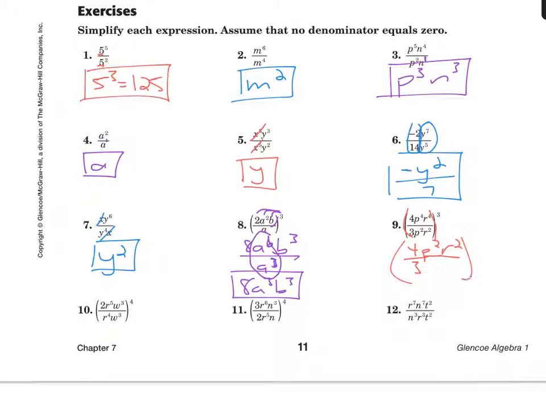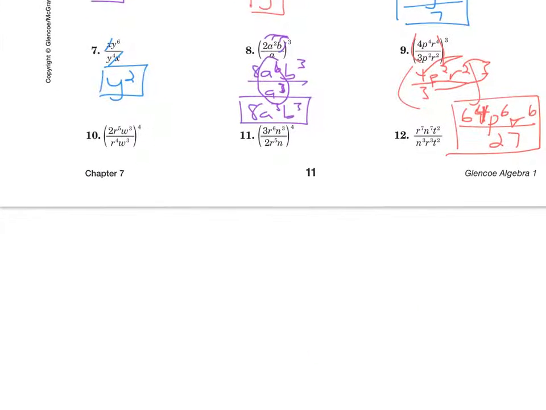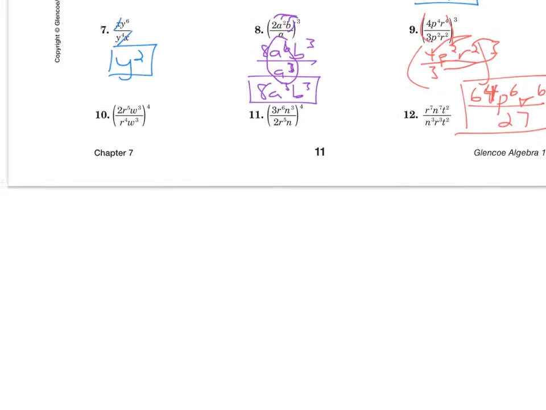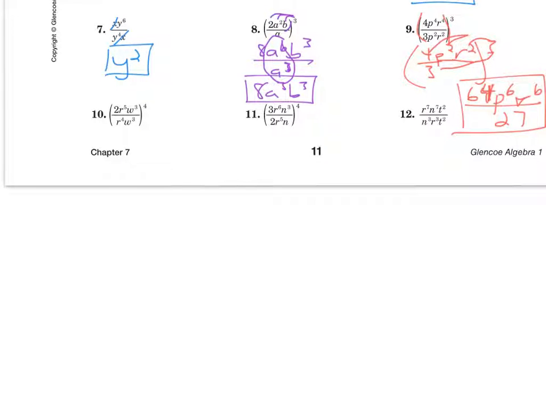Now this whole thing I need to raise to the third power. So I need to remember to distribute that third power everywhere. We've got 4 to the third power, which is 64. P to the 2 times 3 power, which is p to the 6th. R to the 6th as well, over 3 cubed, which is 27. Maybe the worst handwriting I've ever had in my whole life. Okay, and the last 3. I'm going to zoom in for these a little bit, if I can. I can't. Great.